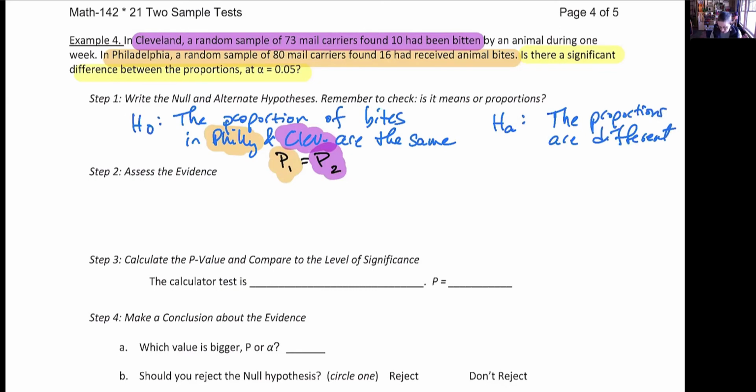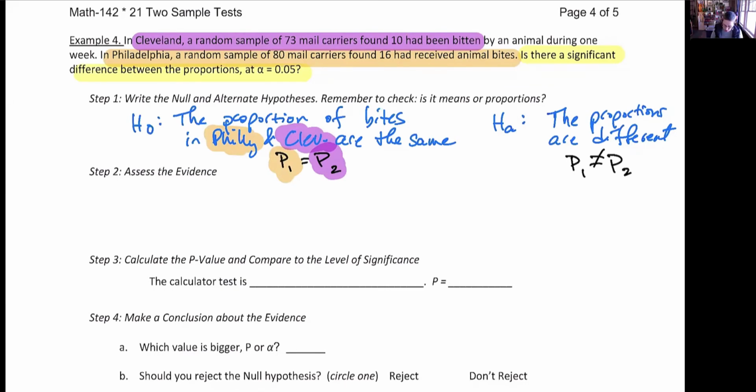So how would we represent that? What symbol would I put between those two? There are 3 options. They're greater than, that's not what we're looking for. They're less than, that's not what we're looking for. Or what's the third option? Not equal to. Our alternate is that they just don't equal each other. That's all there is to it.